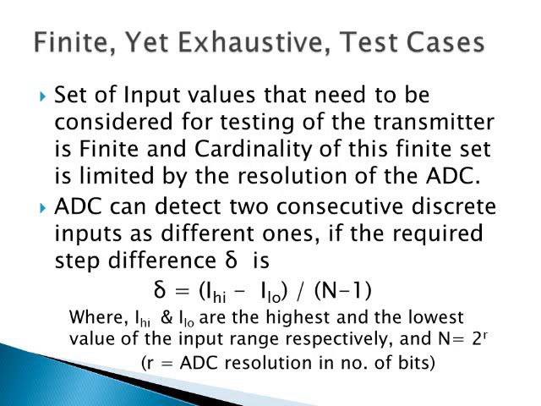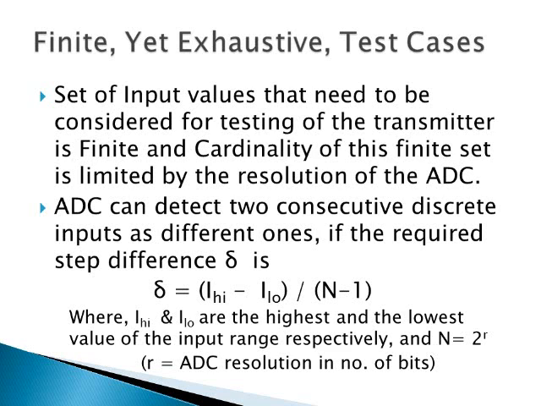As I said, the ADC cannot distinguish two consecutive discrete inputs as different ones if they differ by less than the step difference delta. That is, the high value minus the low value, divided by n minus 1, is the resolution of the transmitter, below which it cannot detect.